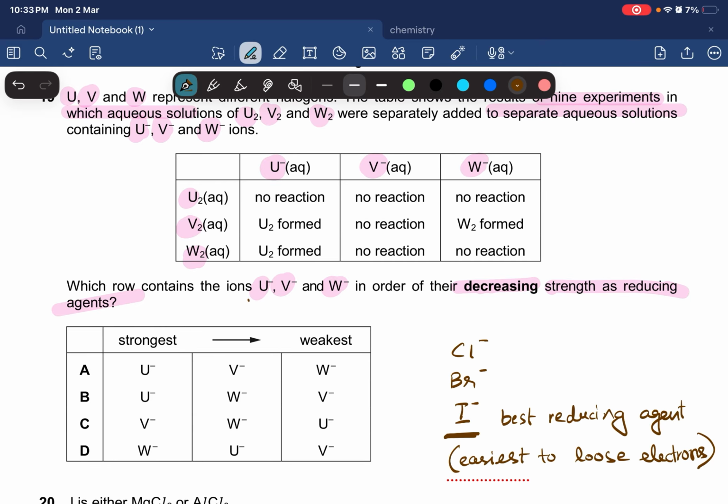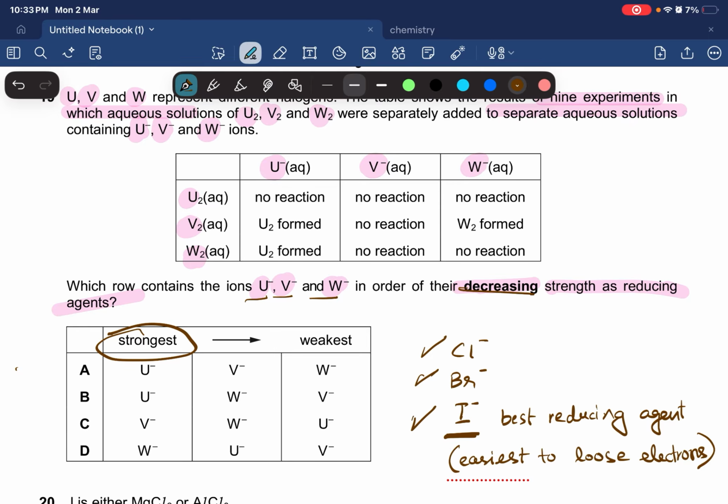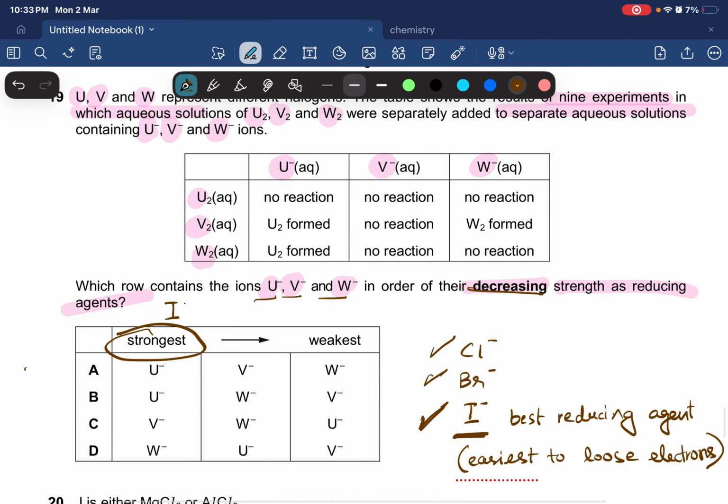Which row contains U negative, V negative, W negative in order of their decreasing strength as a reducing agent? So strongest is gonna be the chlorine, then bromine, and then the weakest, because we're going in decreasing strength. In decreasing strength as a, sorry. Look, that's how the question tricks you. That's why I was just emphasizing the decreasing strength. So the strongest reducing agent is going to be iodide. So we're looking for iodide, then we're looking for bromide. The weakest reducing agent is going to be chloride. Decreasing strength as a reducing agent.